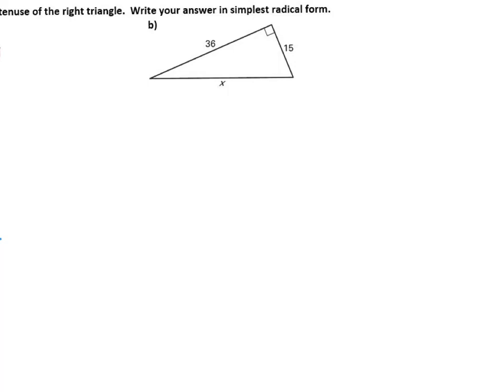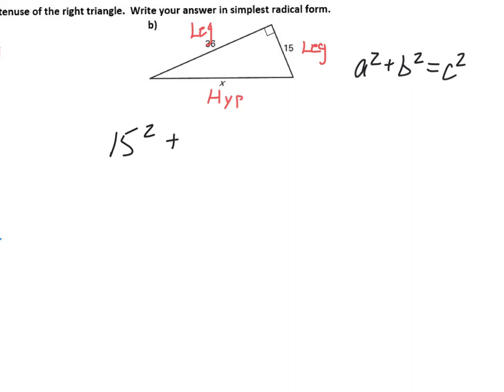Now when I take a look at B, we can start off the same way. Just label your parts. X is my hypotenuse. It's across from the right angle. 15 is one of my legs, and 36 is one of my legs. So if we recall our equation, a squared plus b squared equals c squared, where a and b are my legs. When I plug in what I have, I'm going to have leg squared, 15 squared, plus leg squared, 36 squared, equals the hypotenuse squared.